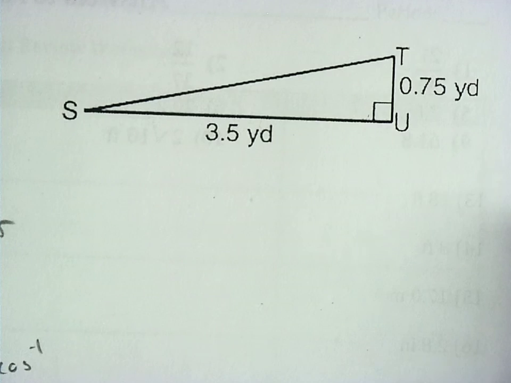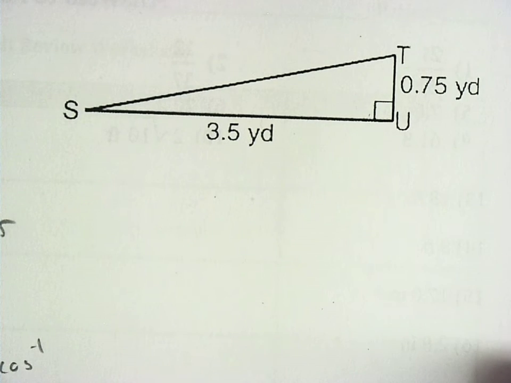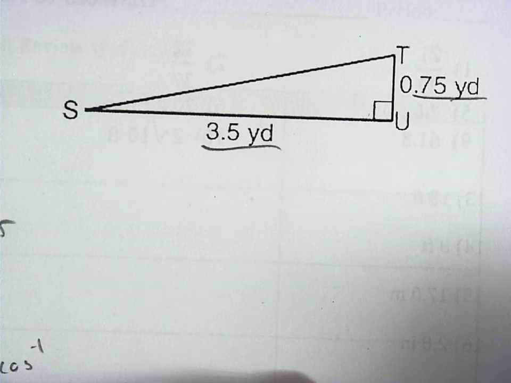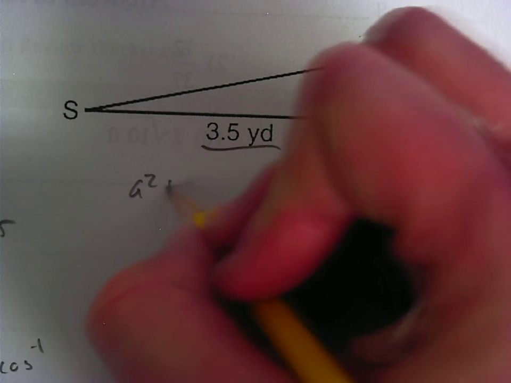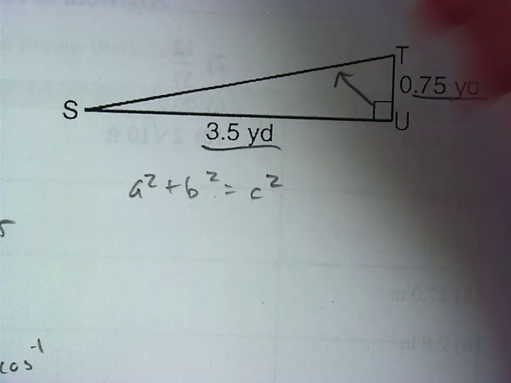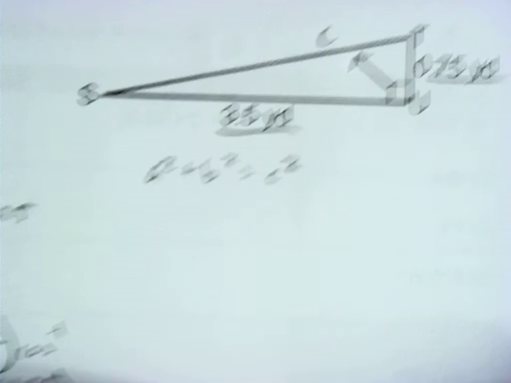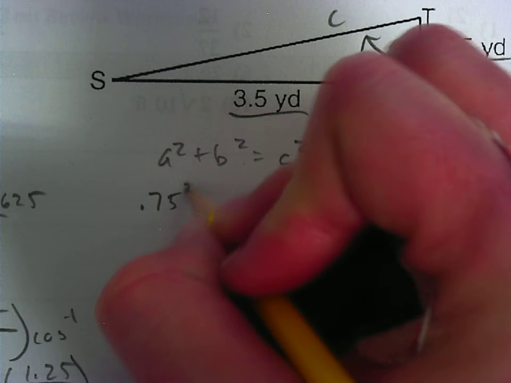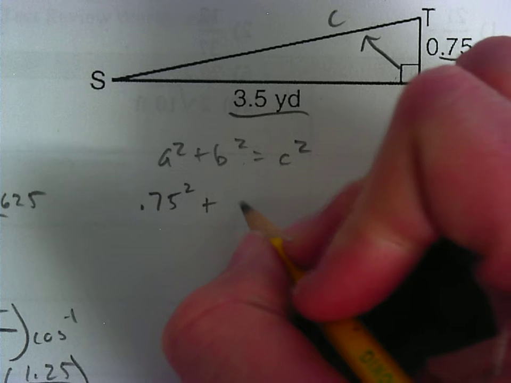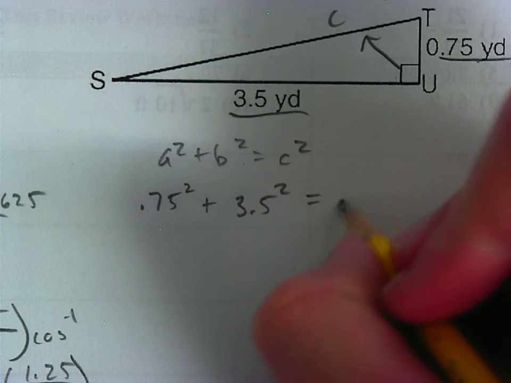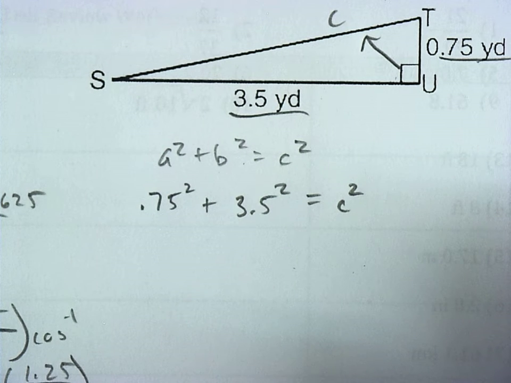So now looking right next door at number 24, we notice already the same thing. We have the two sides, so we're going to solve for that third side right off the bat. So a squared plus b squared equals c squared. Well, the c is over here. It's the hypotenuse. So these other two can go in either order. So I'm going to do 0.75 squared plus 3.5 squared and set it equal to c squared.